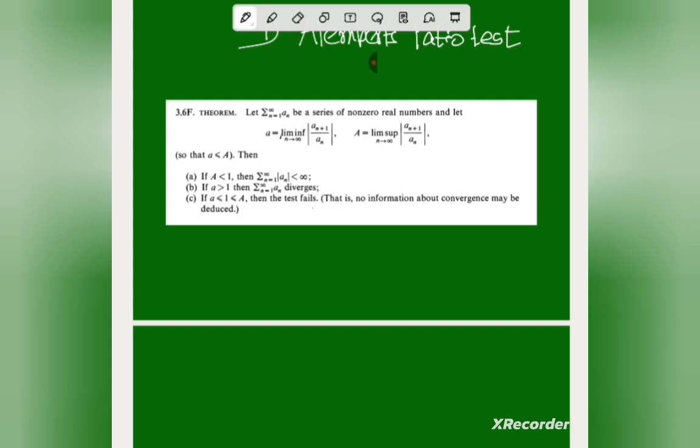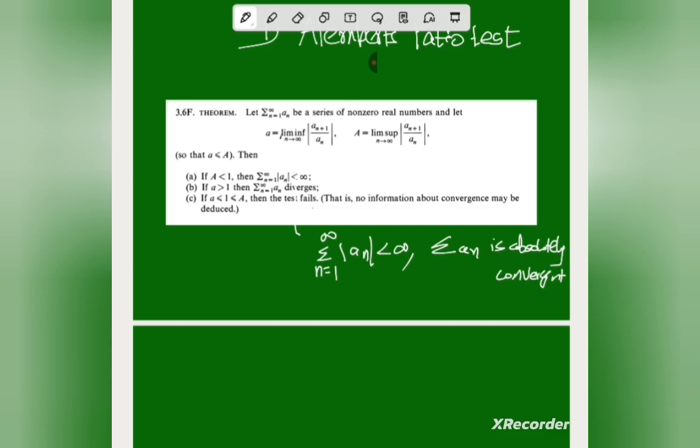Then if capital A is less than 1, the summation of modulus of a_n is less than infinity, which means we say that the series summation a_n is absolutely convergent. So this is the first case, absolutely convergent. In the second condition, if small a is greater than 1, then summation a_n, n equal to 1 to infinity, diverges.